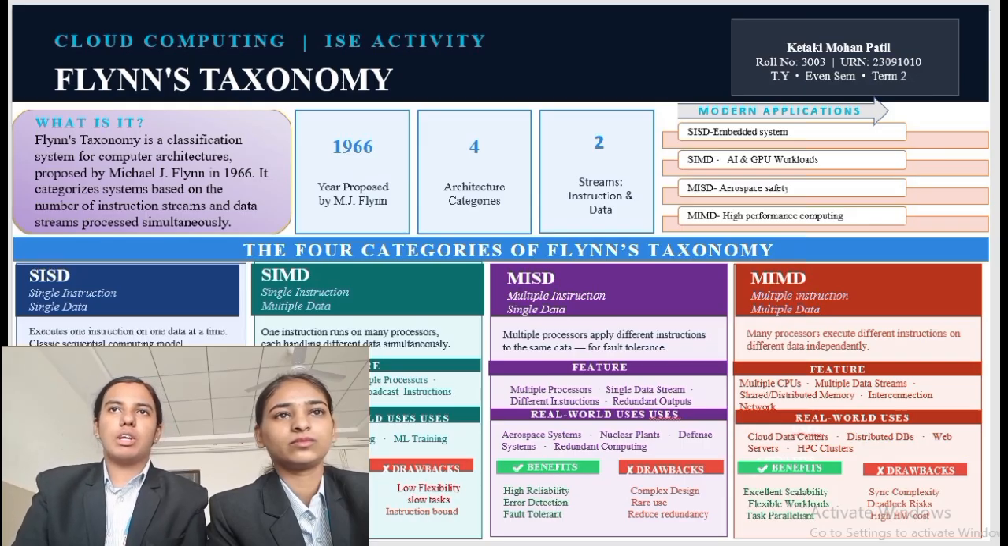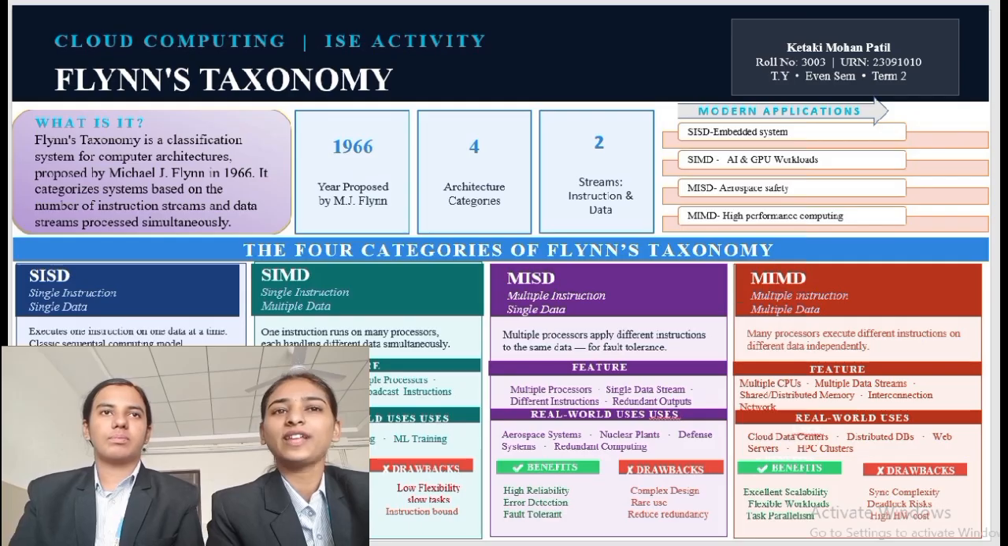Today we are diving into a very important concept in computer architecture that actually powers a lot of modern technology. That's Flynn's taxonomy. And to help us understand this topic neatly, I have with me Ketki. So welcome Ketki. Thank you so much.